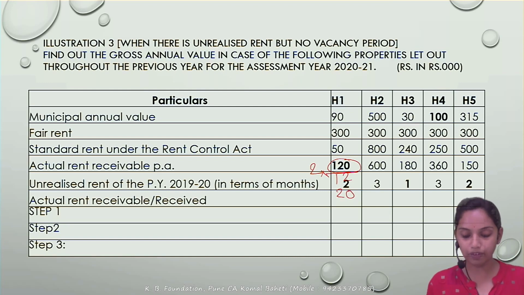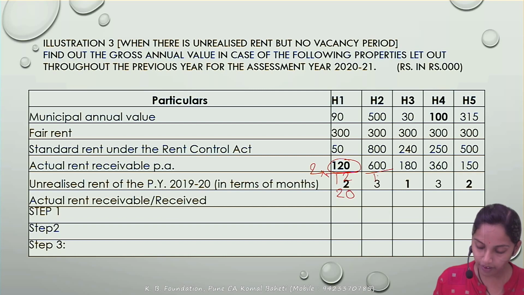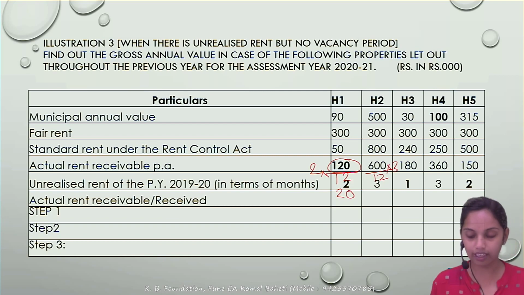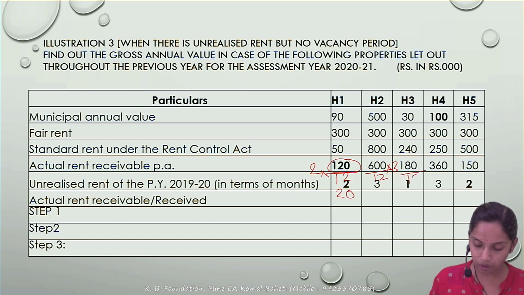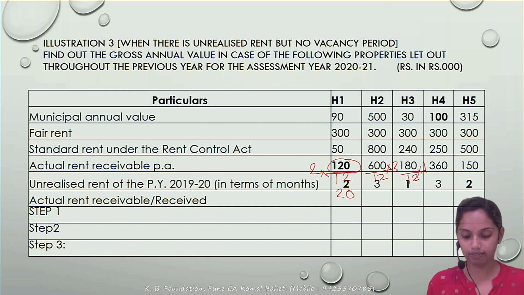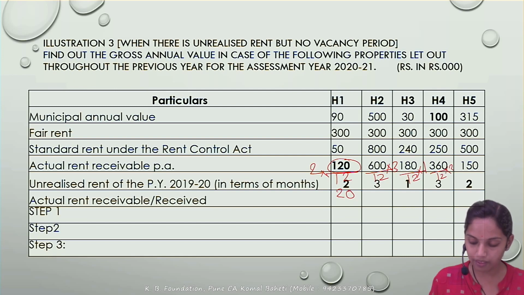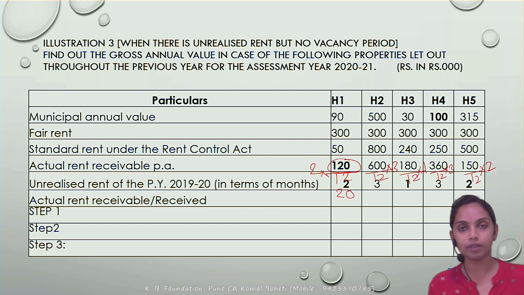Same thing you should repeat for house 2. How to calculate the unrealized rent? 600 divided by 12 multiplied by 3. You will get the unrealized rent. Next, it is 12 multiplied by 3. Over here, 12 multiplied by 2. What will you get out of this?